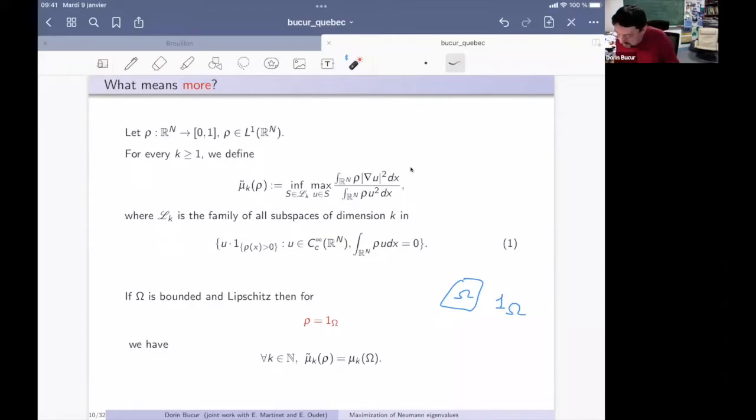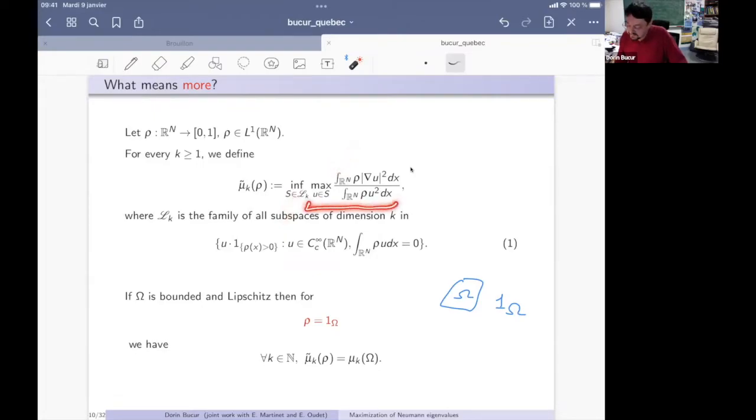So this is what we do here. We formally say, and I put here a tilde just to say that it is not the classical eigenvalue. We can define a sort of variational eigenvalue, mu k tilde of rho, as the infimum among all subspaces S of dimension k of functions orthogonal on rho, functions which are C infinity with compact support. This is an infimum in the class of subspaces, and here it's a maximum for u in S.